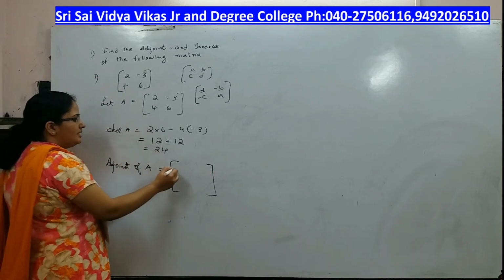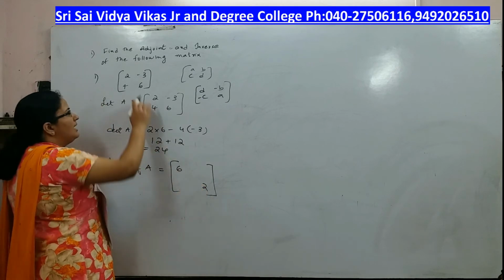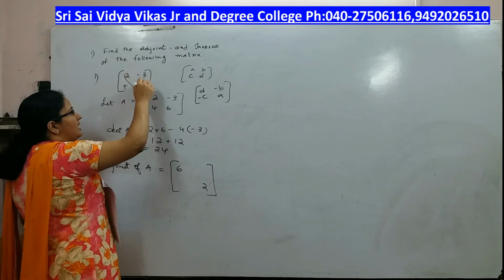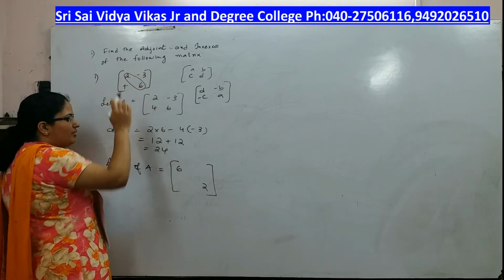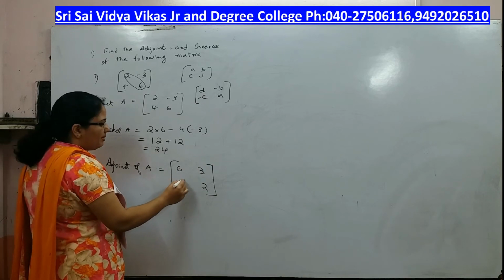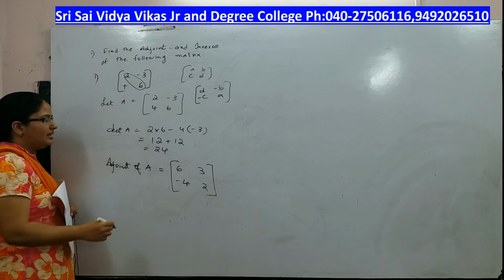In place of 2 I am writing 6, in place of 6 I am writing 2. Interchange these two terms. Then for the remaining terms you have to change the sign. Minus 3 will become plus 3, plus 4 becomes minus 4. This is called adjoint of A.